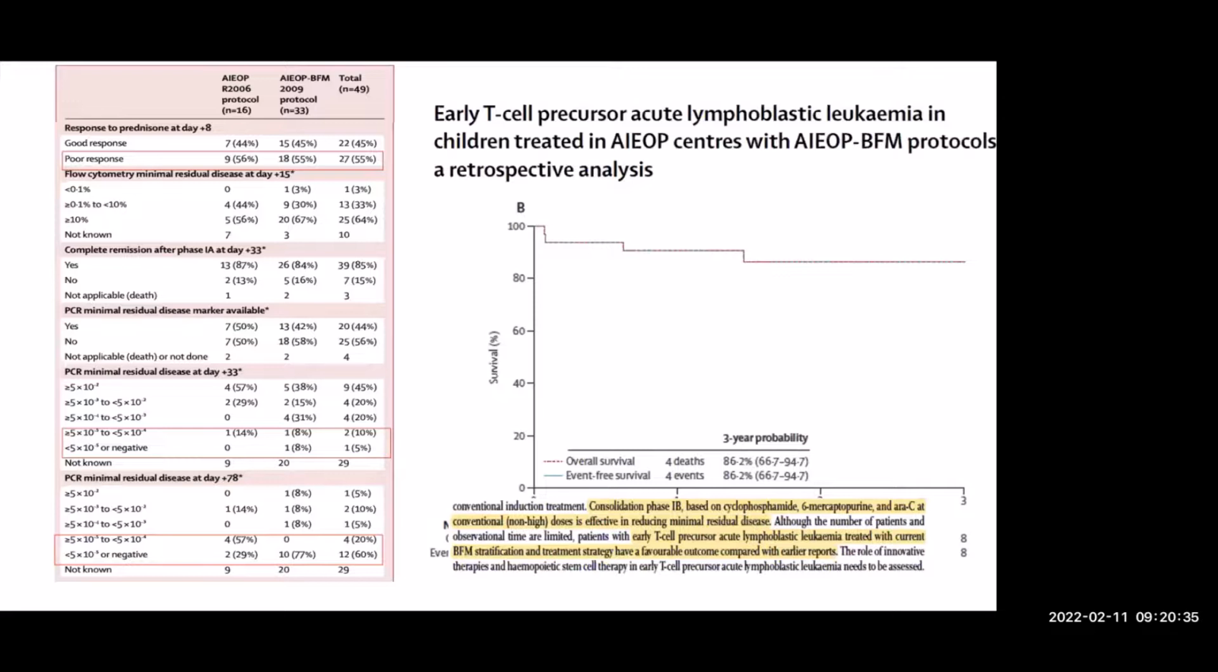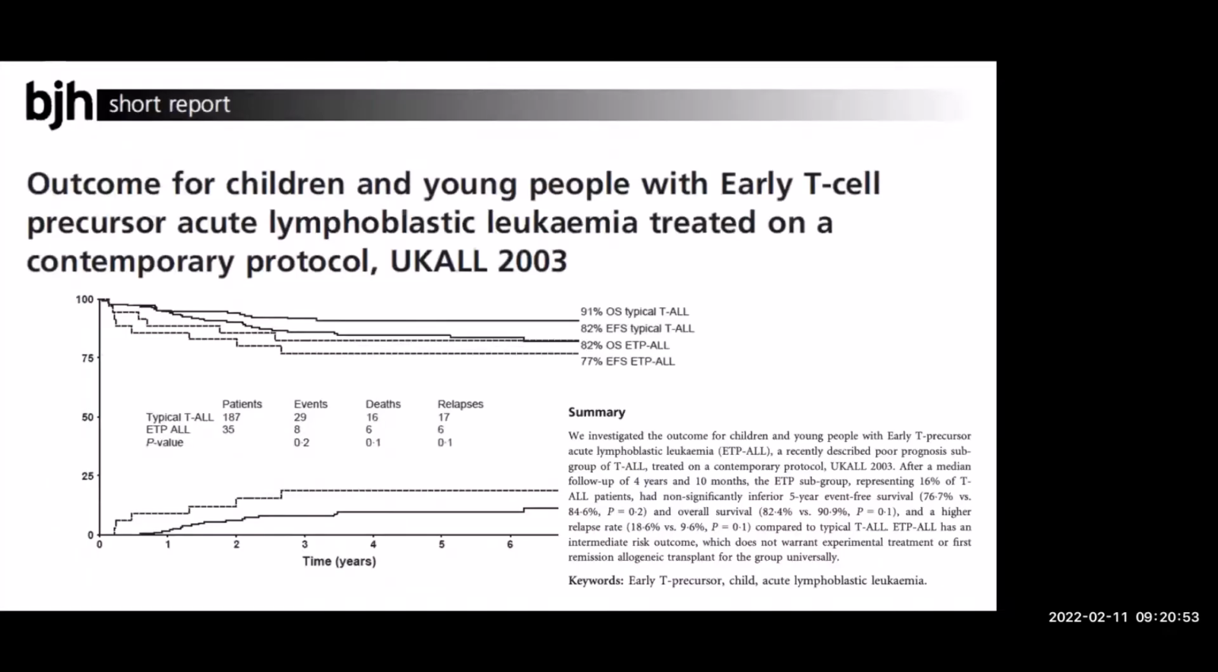So this suggests that in children with ETP-ALL who had MRD negativity at the end of induction phase 2, continuing with conventional chemotherapy without transplant has similar outcomes, with event-free survival and overall survival of 86%. This is a similar study done in children and young adults with ETP-ALL. These patients had similar results, with event-free survival and overall survival of approximately 70 to 80%. This suggests that ETP-ALL has intermediate risk outcomes and may not warrant stem cell transplant upfront if the patient has undergone remission at the end of phase 2.